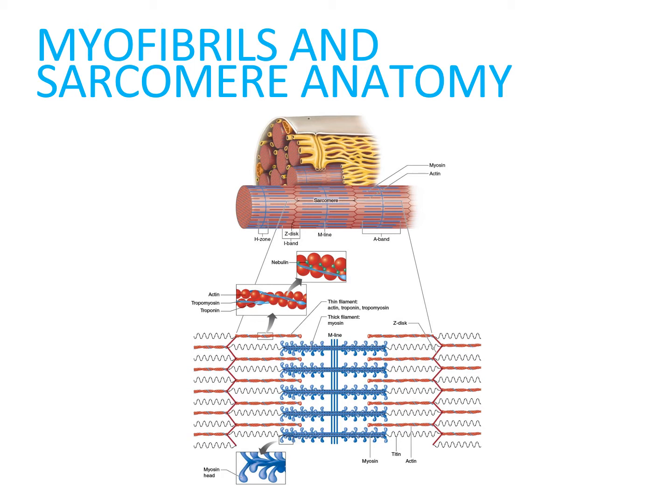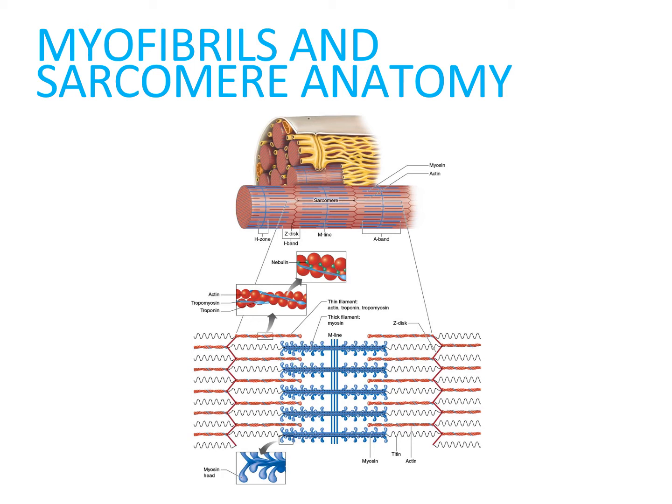When it comes to muscular contraction, there are two distinct filaments that come into play. Actin, which is known as your thin filament, and is going to be found in the I band, and myosin, which is your thick filament, which is going to be found in the A band and the H zone.